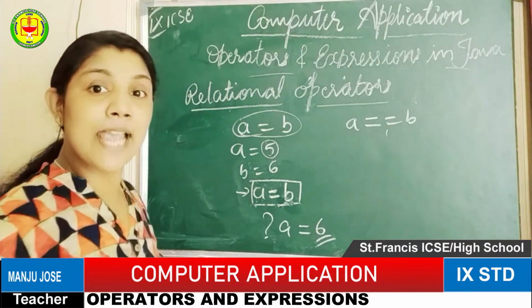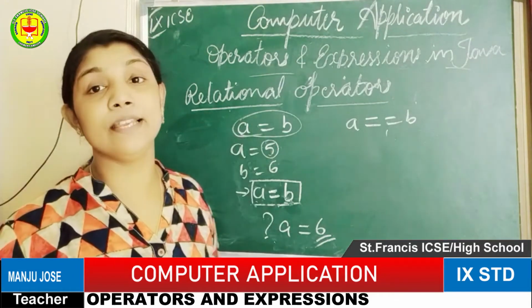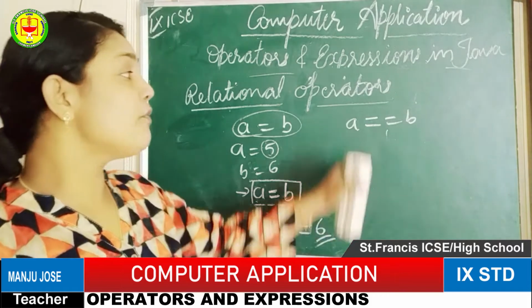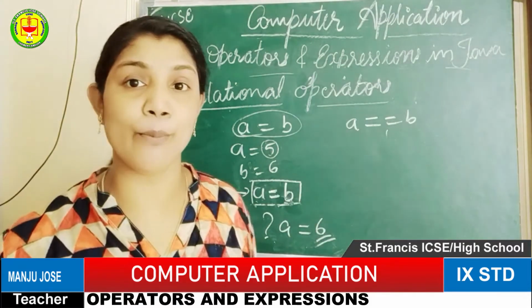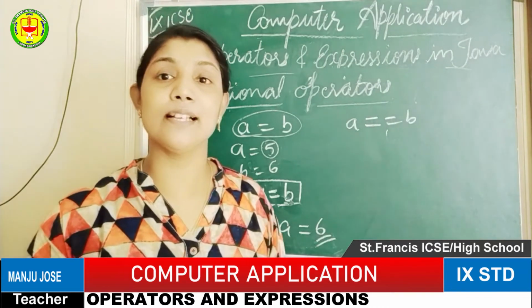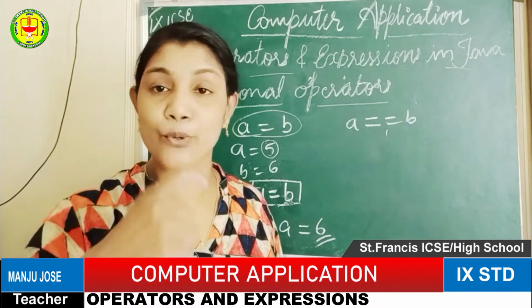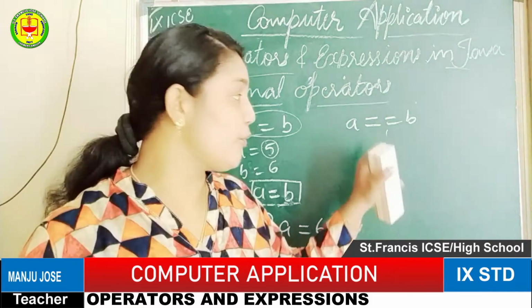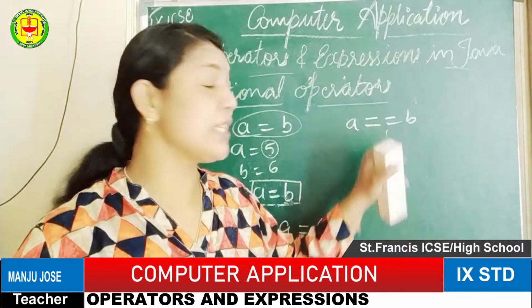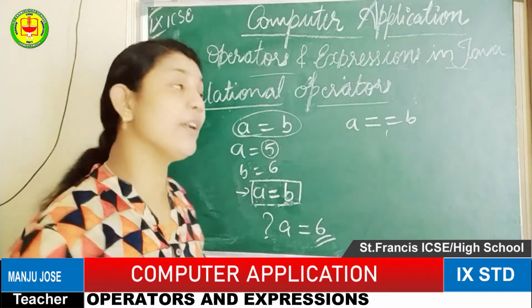Okay, for this kind of assigning purpose we are using the single equal to operator. Then what is the use of the double equal to operator? The double equal to operator is used to check certain conditions. When we are giving conditions while programming, we use the double equal to operator. I will show how the double equal to works.